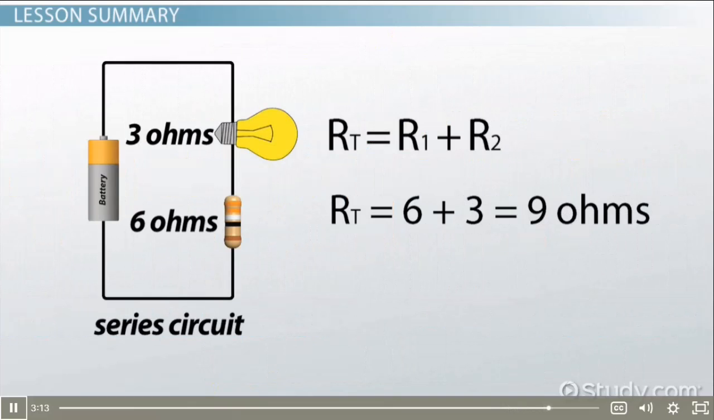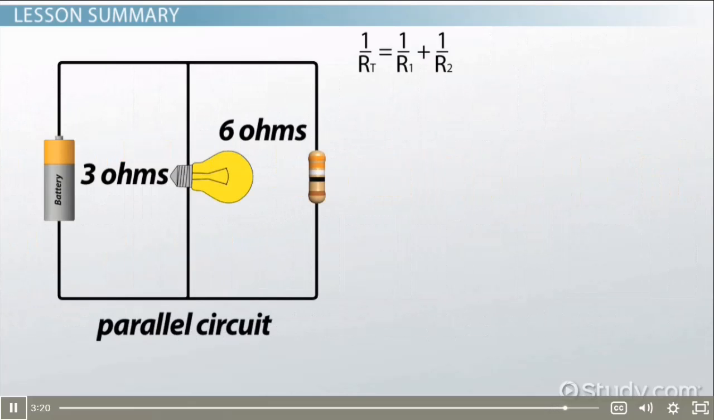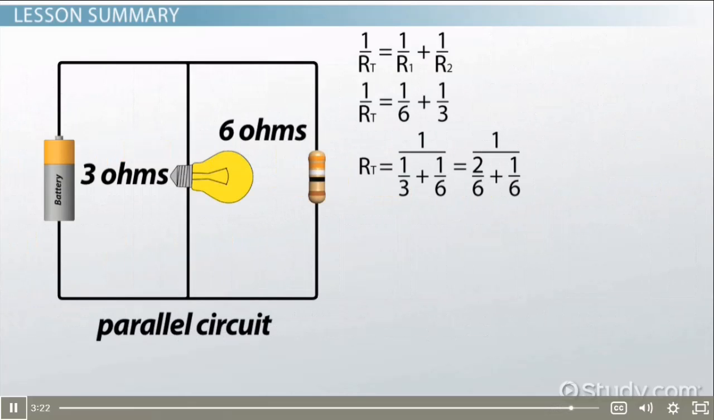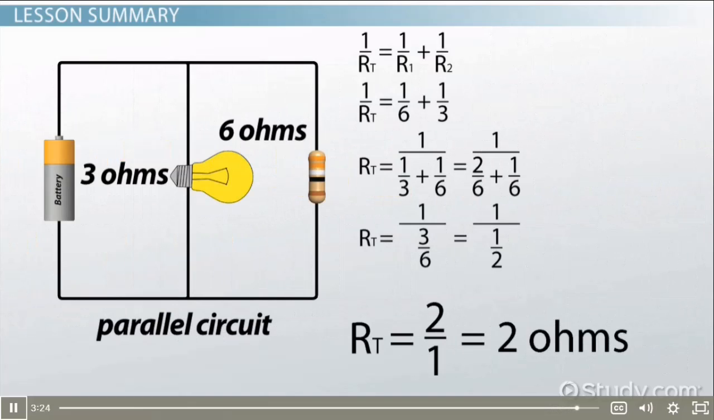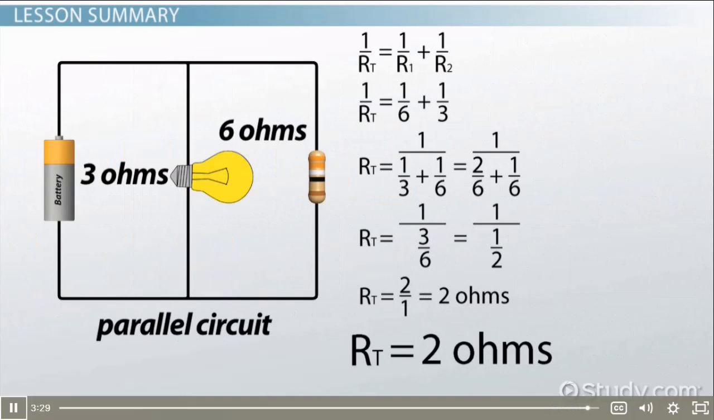When calculating total resistance in series circuits, we add up the resistance measurements for each component. When calculating total resistance in a parallel circuit, we add the reciprocals of the resistances found in each branch. So to find the equivalent resistance of a parallel circuit, we have to do some algebra.